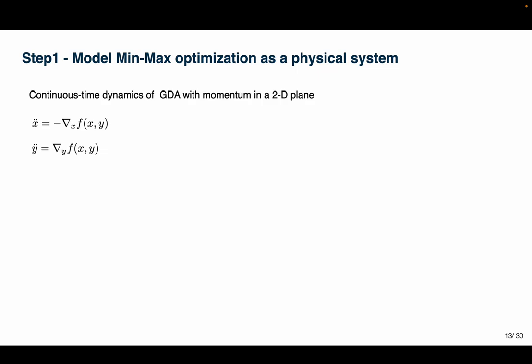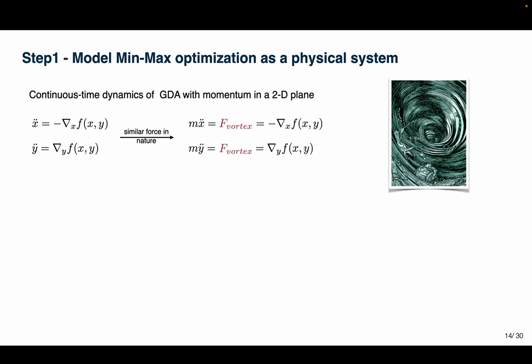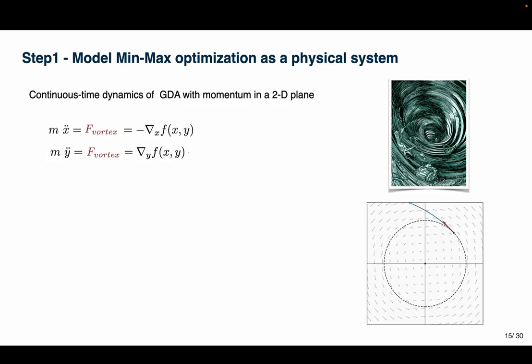So step one was to model min-max optimization as a physical system. The continuous time dynamics of gradient descent ascent with momentum in a 2D plane is the following formulation. This is what I just showed you, but in continuous time. And we realized that this dynamic is similar to a force in nature, which is called the vortex force. And if we apply the vortex force on a particle in a 2D plane, what you're seeing down here, we observe that the particle slowly moves away and it increases the velocity as it moves away.